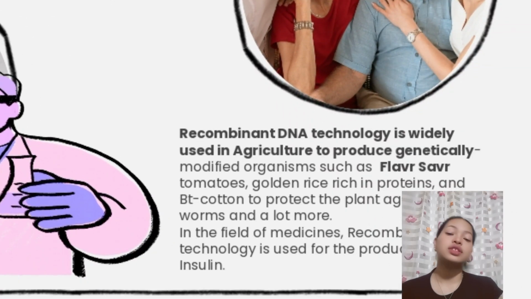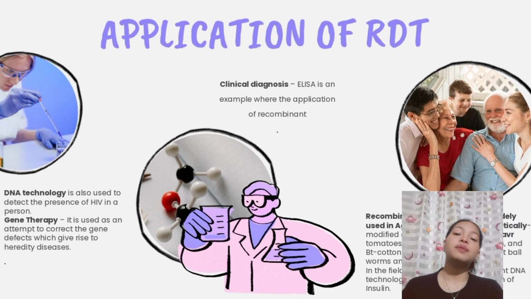Recombinant DNA technology is widely used in agriculture to produce genetically modified organisms such as Flavr Savr tomatoes, golden rice, rich in proteins, and Bt cotton to protect the plant against bollworms, and a lot more. In the field of medicine, recombinant DNA technology is used for the production of insulin.